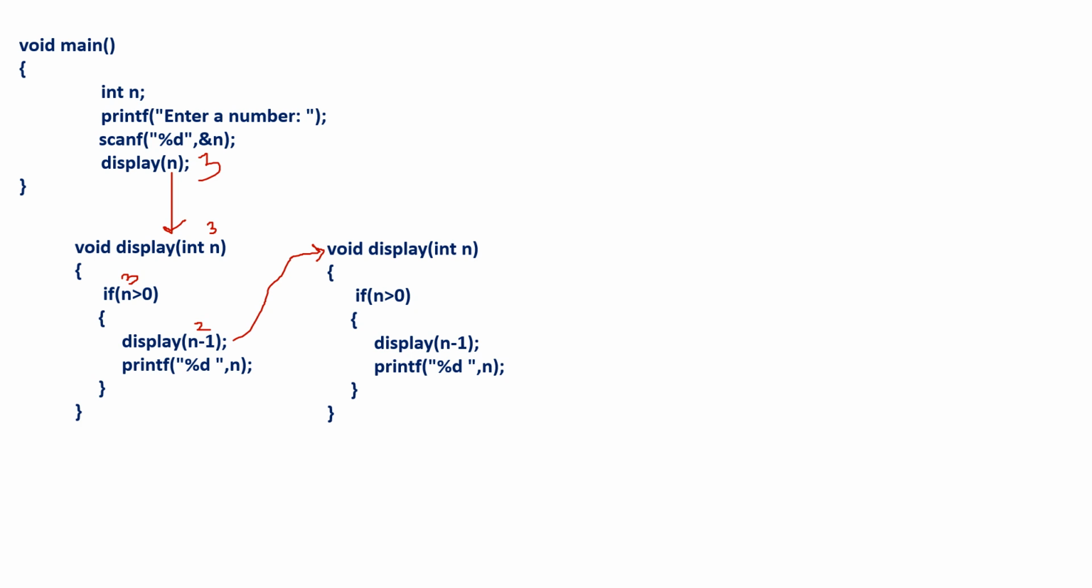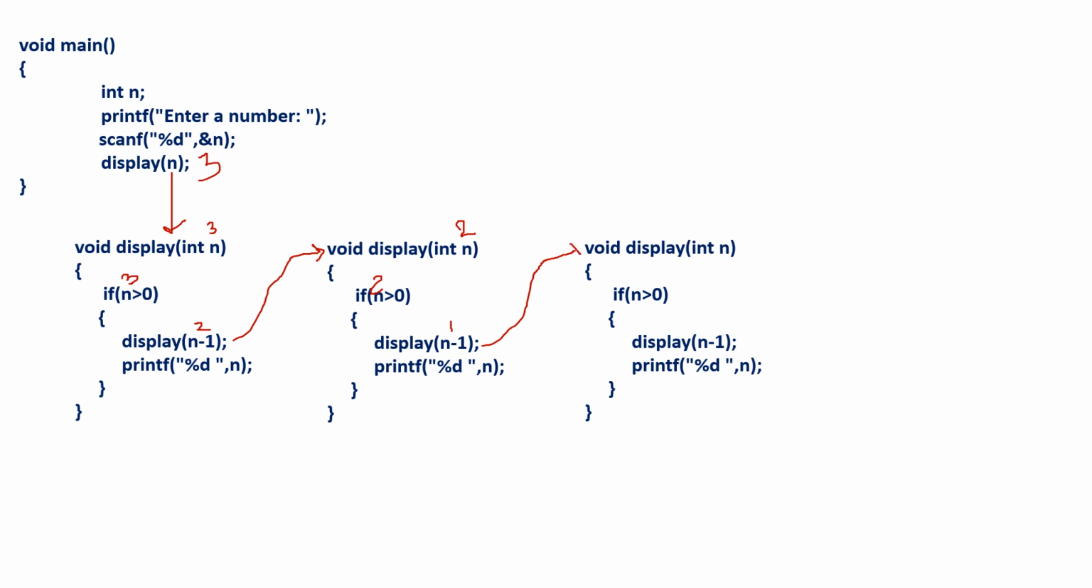What will the n value be here? Here the n value is 2, because display of 2 is called. Now again the condition: if n greater than 0, 2 greater than 0, again it is correct. Then the statement display of n minus 1 is called. That means another copy of the display function is called. What is n minus 1 here? In this case the n value is 2, so 2 minus 1 is 1. Again the display function is called with value 1.